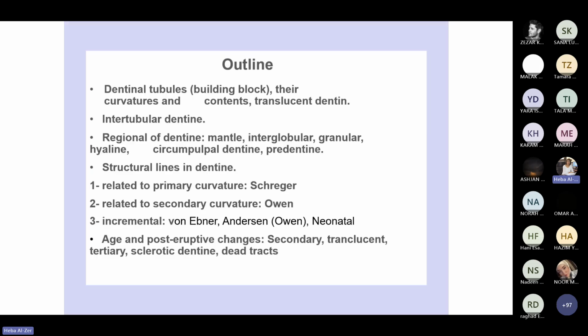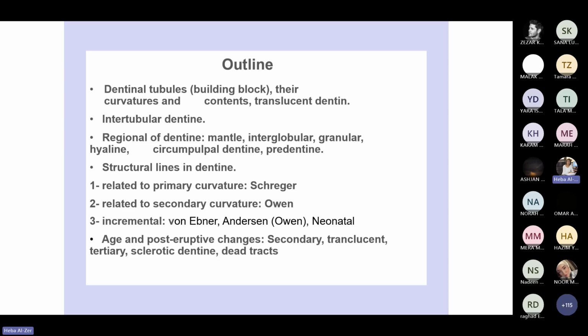As usual, we will start with the outline of the lecture. We are going to discuss the building block of the dentine. Remember always to think about the building block of any tissue when you look at it under the microscope. This will make it really easier for you to recognize the kind of tissue you are looking at. So we are going to discuss the building block of the dentine, which is the dentinal tubules lying inside intertubular dentine. We are going to discuss everything related to the tubules, their curvature, content, and the intertubular dentine around it.